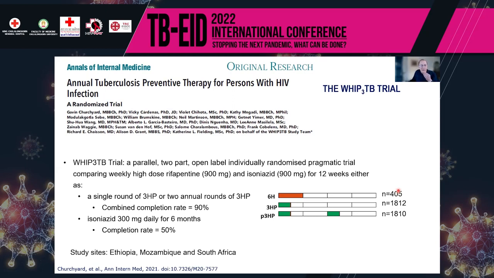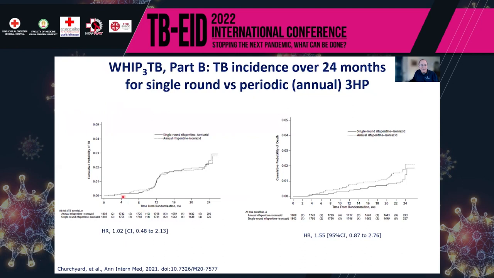So this study showed that, first of all, completion of the 3-HP rounds was much greater than completion of INH. Shorter regimens are easier to take. So 90% completion of 3-HP versus 50% completion of isoniazid. But what it also showed was that the second round of 3HP for those who received it didn't provide any benefit. And these are the rates of TB that occurred in those who received either one or two rounds of 3HP. And you see there's just absolutely no difference between the two regimens.